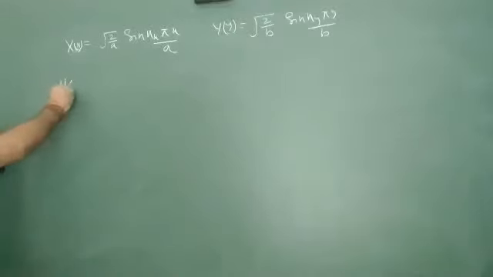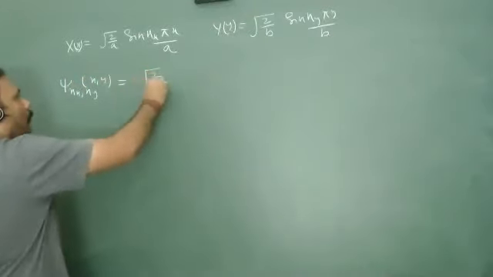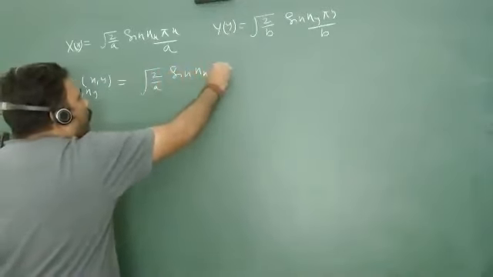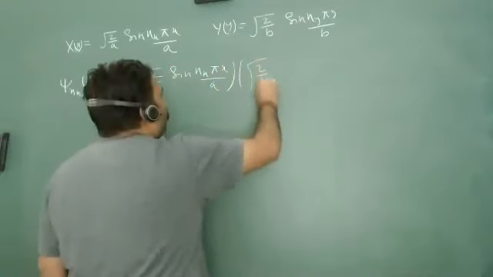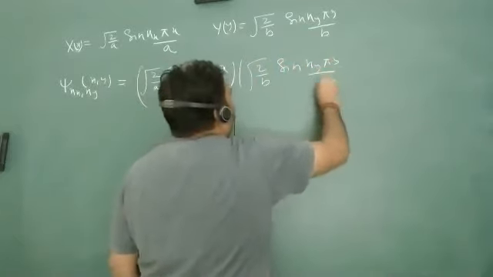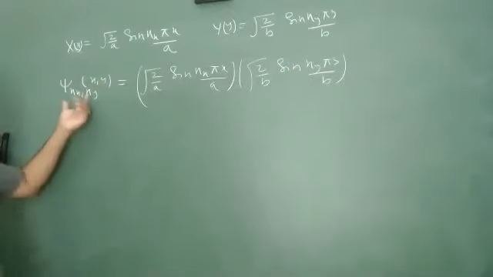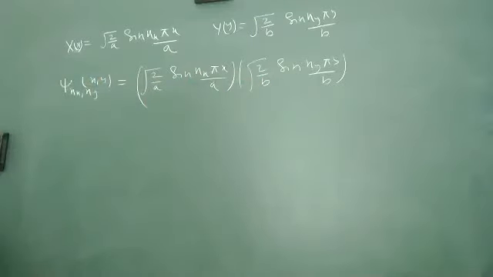So you can write psi nx and ny. You have two quantum numbers, x and y, and that will be 2 upon a sine nx pi x upon a, 2 upon b sine ny pi y upon b. And so the eigenfunction is the direct multiplication of the individual modes.